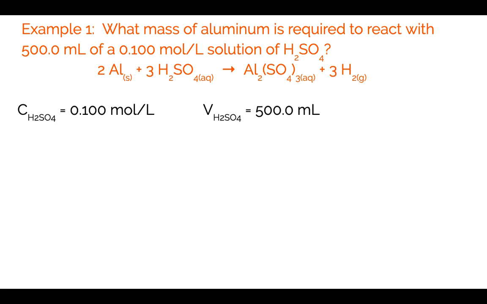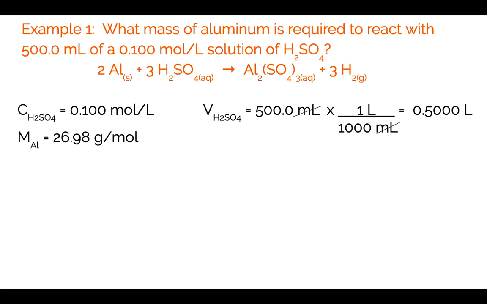So here's some information that's given in the question. We have a concentration of H2SO4 and a volume of H2SO4. And in order to use that volume in subsequent calculations, we need it to be in liters. So we're going to convert that to liters. The question asks us for a mass of aluminum, which means we're going to need the molar mass of aluminum, which we can get from the periodic table.